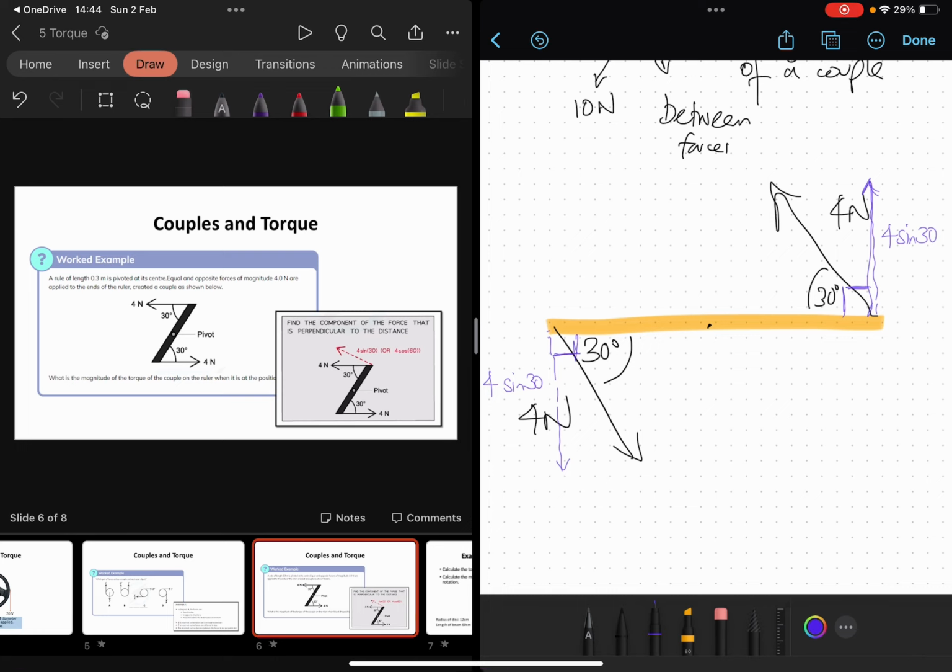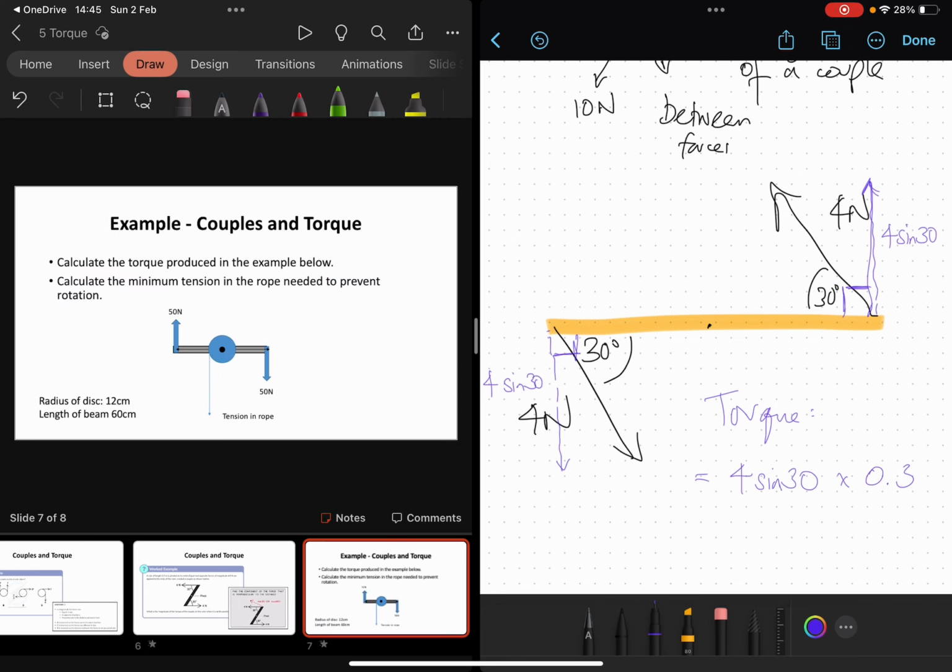So when you're working out the magnitude of the torque, you would multiply the force, which is perpendicular, by the distance between those two forces. And the question says that we've got a ruler of length 0.3. So we will assume that that is the entire length of that ruler. And that is how you work out the torque for forces which are acting at angles.